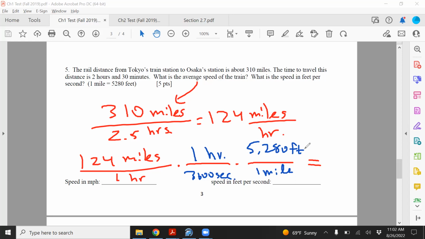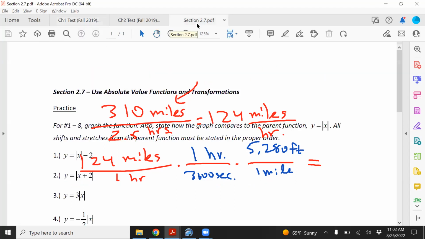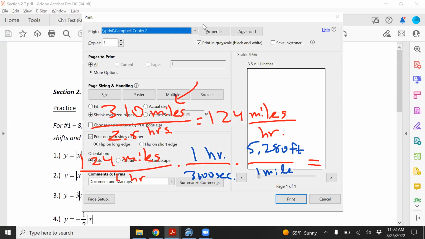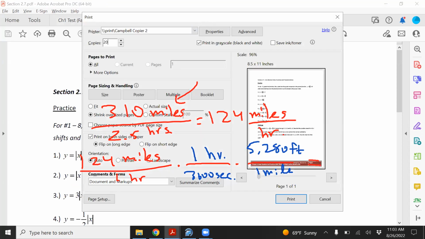So I'm going to print an extra problem set with graphs of absolute value. Just give me a sec here and let me take care of that. Well, it was sent to the wrong printer. Huh, that's weird.